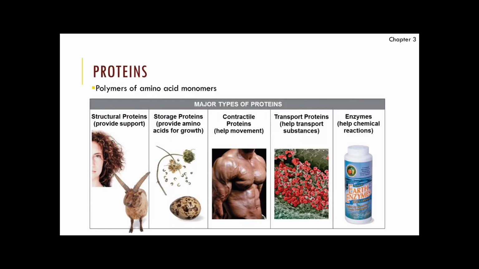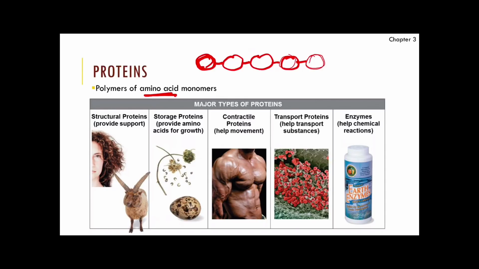Proteins are polymers of amino acid monomers. يعني المونومرز حقت البروتينز are called amino acids. So an amino acid with another amino acid, and you create a polymer. فالمونومر is an amino acid. Now proteins have different functions and different types.